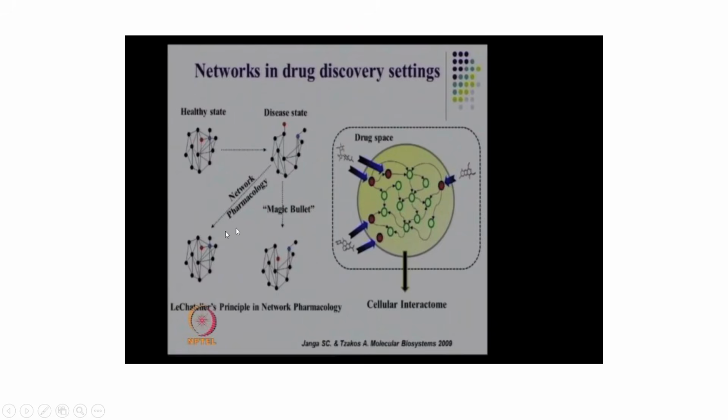But that has a very low possibility of happening. So having a network pharmacological study helps you decide which specific protein can be targeted to convert the disease state into a healthy state again.